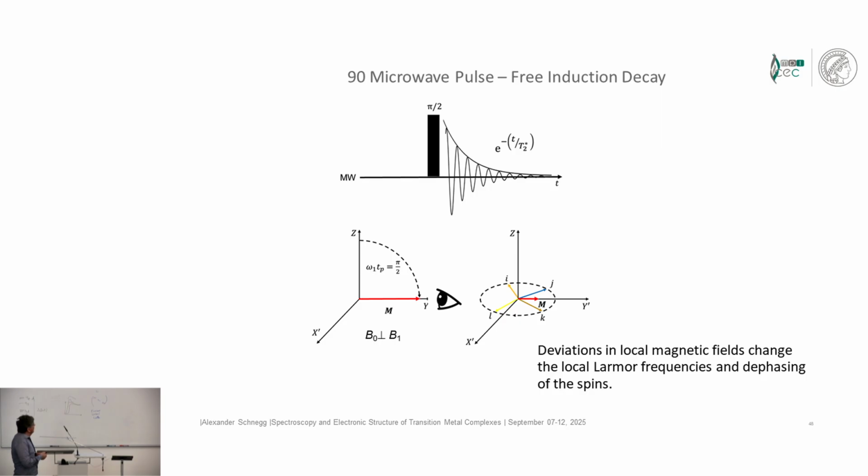And now, due to the fact that the different spins in our sample see slightly different local fields, because each spin may have a slightly different environment, they have slightly different Larmor frequencies, and these different Larmor frequencies make the signal dephase in the XY plane. One is faster, one is slower, and therefore this net magnetization vector gets shorter, which is just the decay of this signal here.